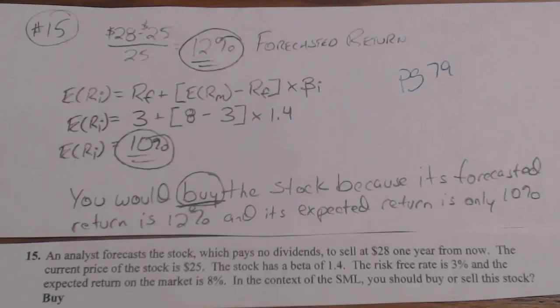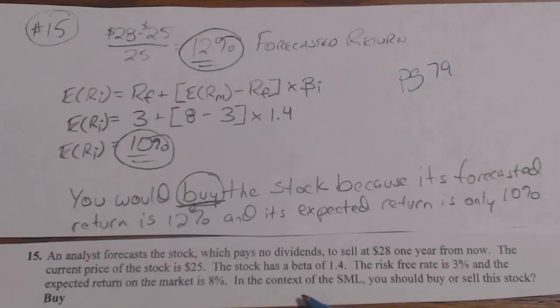Okay, this is Business 342, page 81, problem number 15. It says an analyst forecasts the stock, which pays no dividends, to sell at $28 1 year from now. The current price is $25. The stock has a beta of 1.4. The risk-free rate is 3%, and the expected return on the market is 8%. In the context of the security market line, you should buy or sell the stock. So they're basically telling you, is it overpriced or underpriced compared to the security market line.